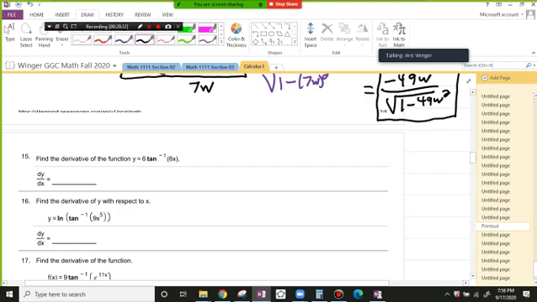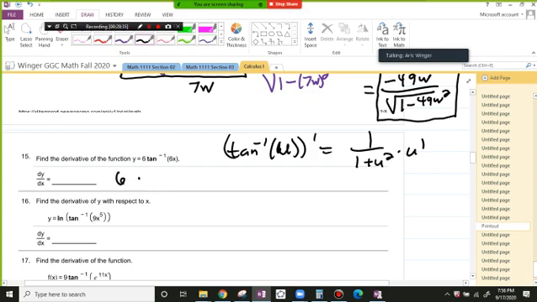The derivative of 6 times inverse tangent of 6x, just remembering the rule, 1 over 1 plus u squared times u prime. That's going to be 6 times 1 over 1 plus 6x squared times the derivative of 6x, which is 6, 36 over 1 plus 36x squared.